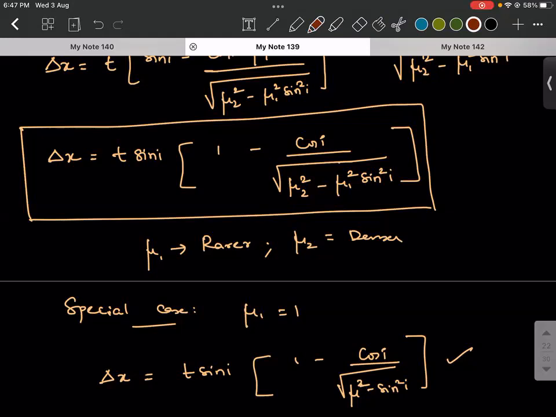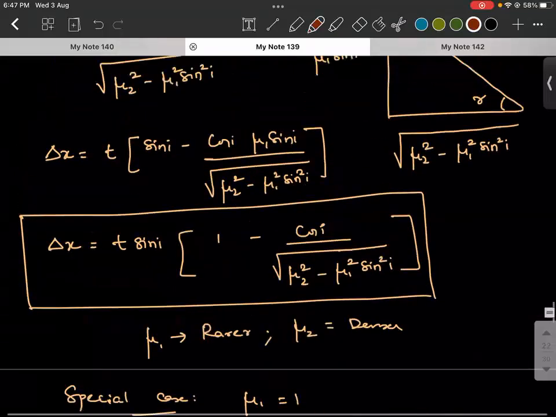T into 1 minus 1 by mu is the apparent shift, because you'll be calculating real depth and apparent depth. The distance between the real depth and the apparent depth is called the apparent shift. It need not be water, it can be any liquid. So just make a note of it.